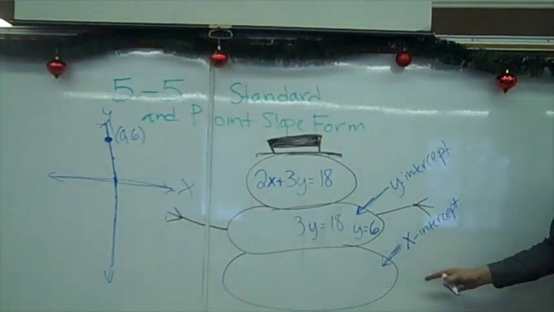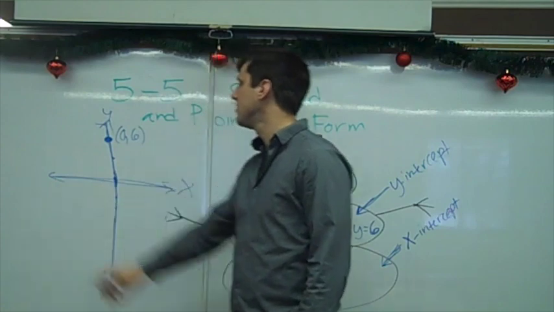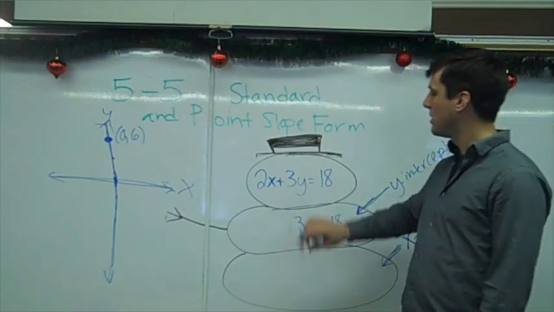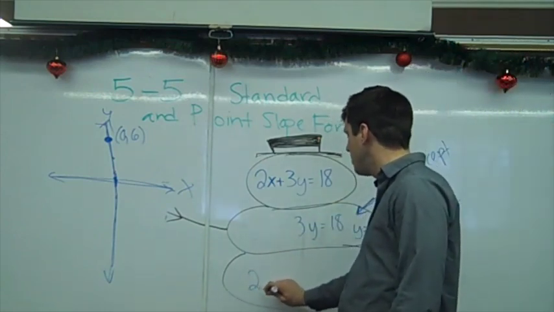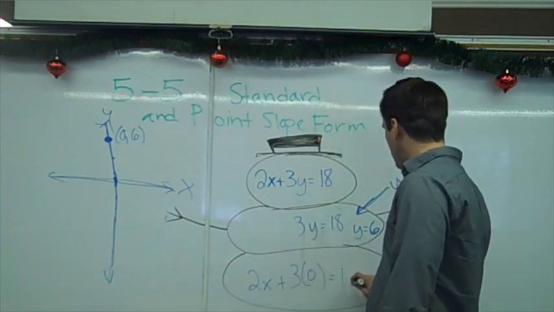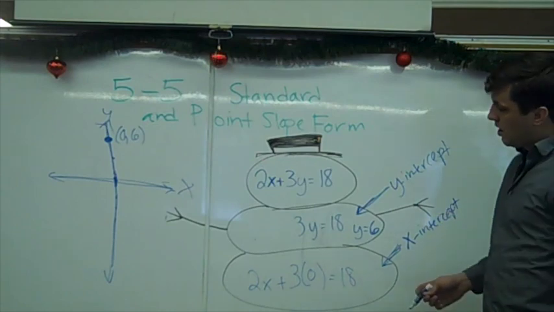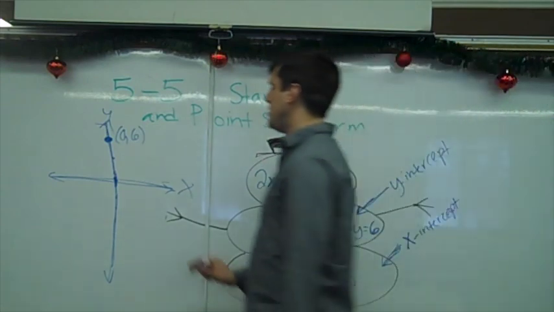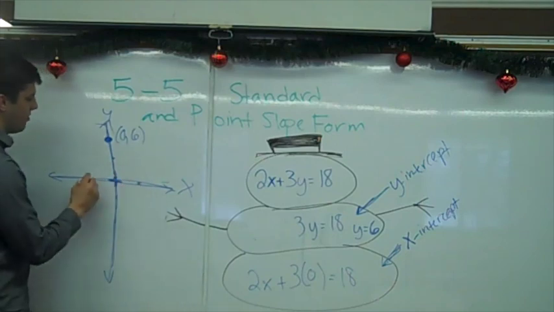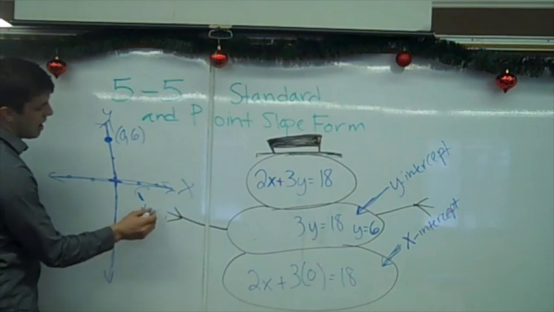Now to find the x-intercept. The x-intercept is going to be the point where the line hits the x-axis. And similar to up here, we find it by putting a 0 in for y. So we have 2x plus 3 times 0 equals 18. When y equals 0, that means the point is going to be right along here. Any point we find along here is going to have a coordinate pair of x is some number, comma, and then y is 0.